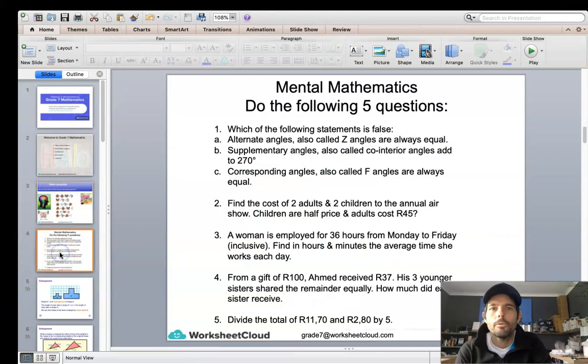Your mental arithmetic questions for today are again quite wordy. True and false in question 1, and then 2, 3, 4, 5. Read the questions carefully. Make sure you understand what I'm asking you to do. Make sure you recognize whether you need to do 1 or 2 or possibly 3 different calculations, and then don't forget to check your work at the end. Right, give it a good shot.